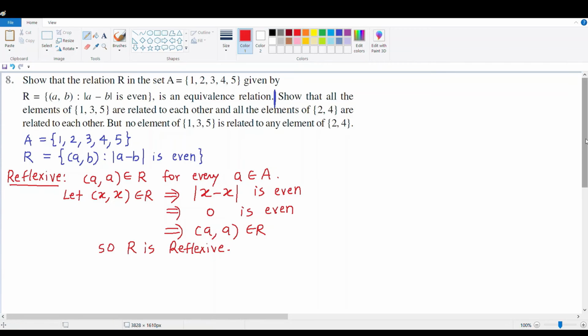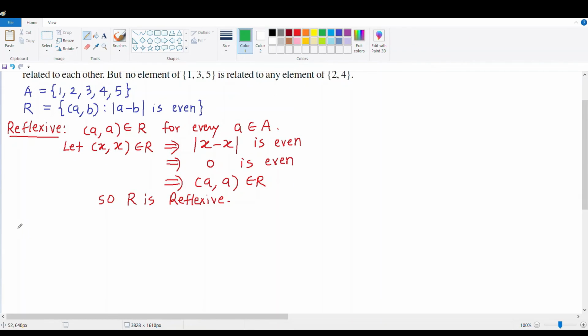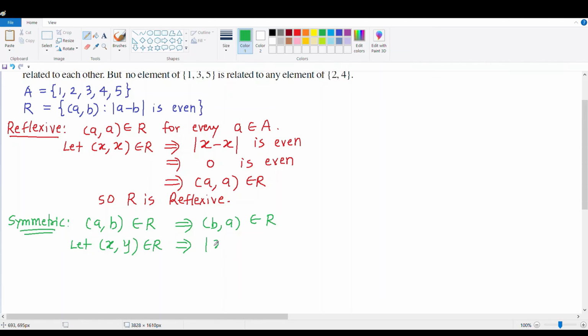Now we are going to work through symmetric. Now the definition of symmetric says what? That if you have (a, b) belongs to R, then you must have (b, a) belongs to R. Okay, so for this let (x, y) belong to R. Now if (x, y) belongs to R, that means |x minus y| is even, right? That's what we are given: relation R is (a, b) where |a minus b| is even. So if there is an element (x, y) in that set R, that means |x minus y| must be even.